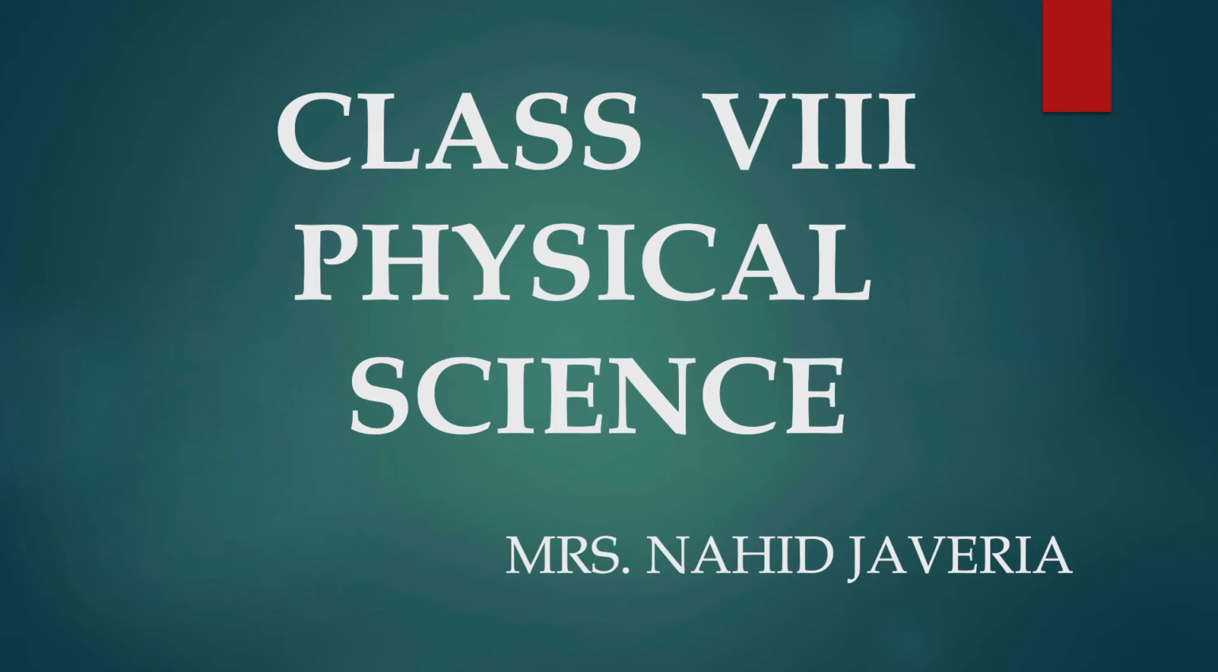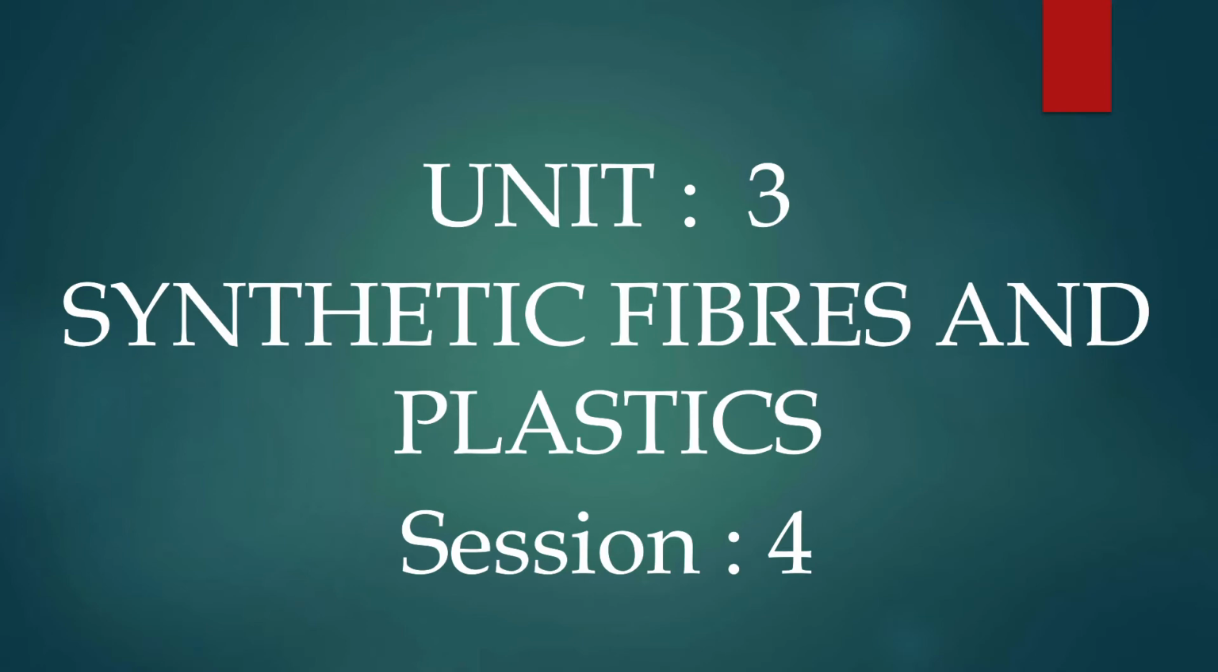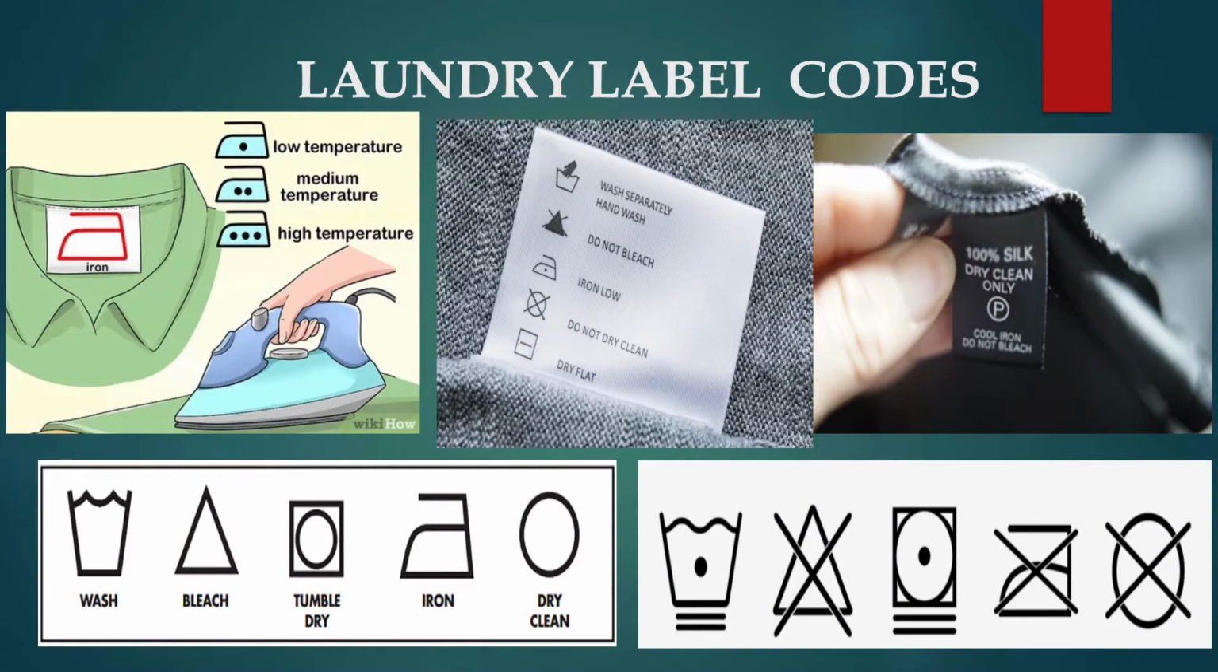We are into the fourth session of Unit 3, Synthetic Fibers and Plastics. In our previous session, we had seen why synthetic fibers are being considered. Okay, children. So, in this session, we'll be seeing a few laundry label codes and about polyesters and plastics. You could have seen the labels given on the collars of your shirts or inside the frocks and trousers.